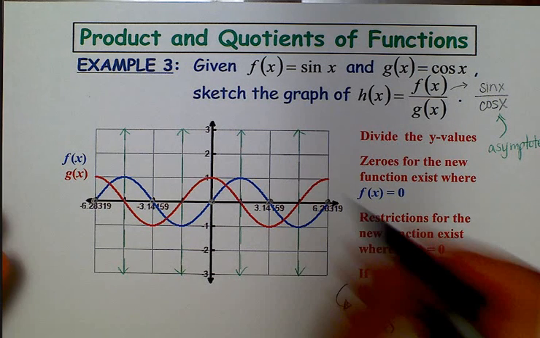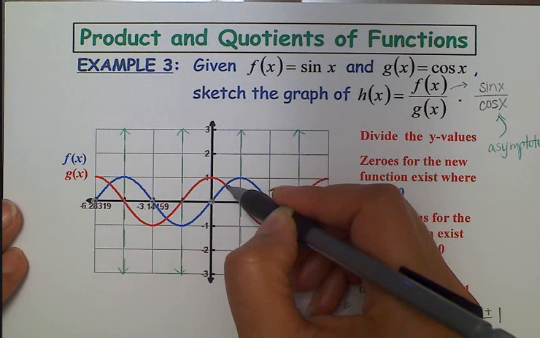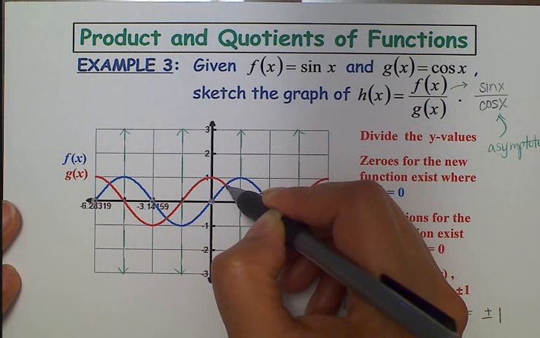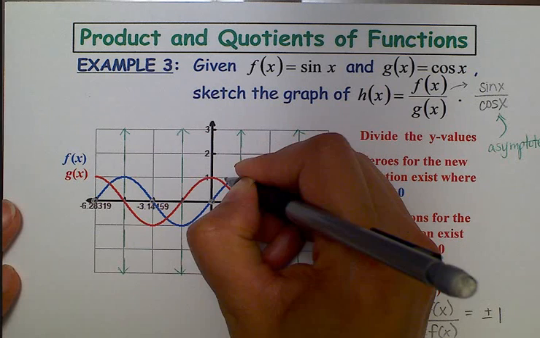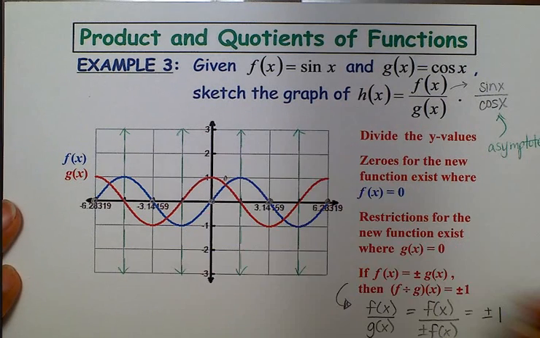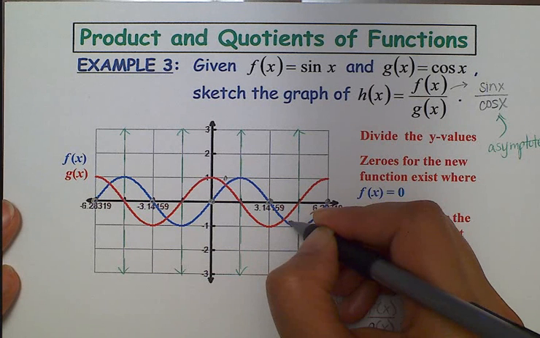So here's a point of intersection here. What that means is my y value for f of x and my y value for g of x are exactly the same, which means when I divide the same number by itself, the end result is going to end up being positive 1. So at this particular value of x, I know my function is going to go through positive 1. And so I'm going to look at that for all my points of intersection.